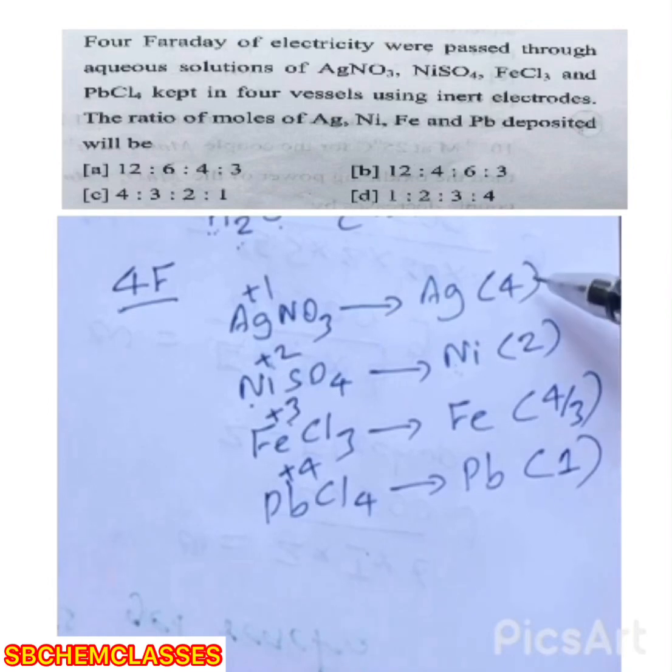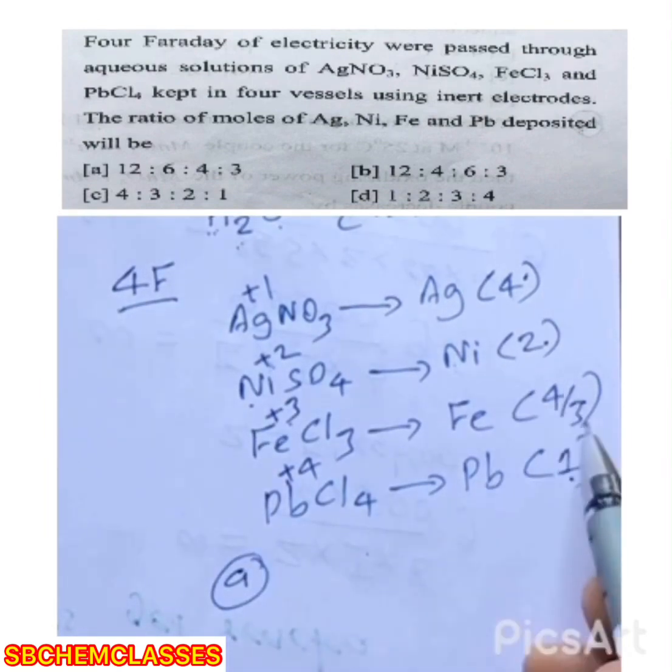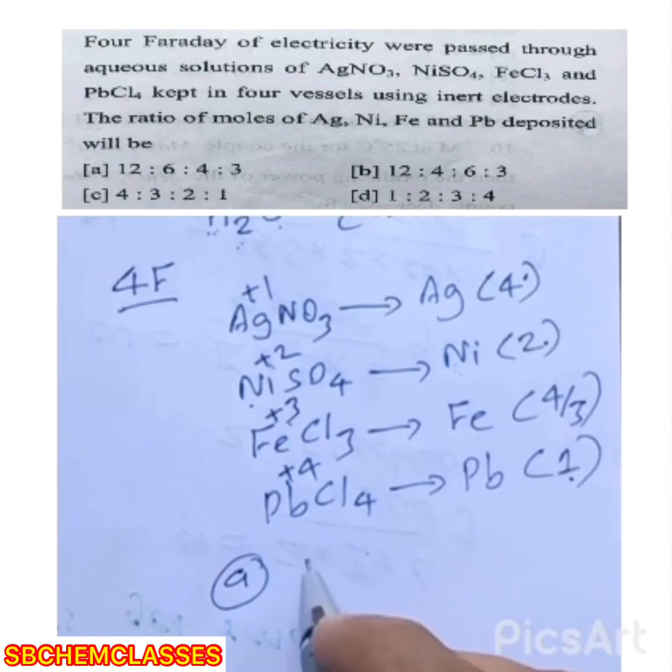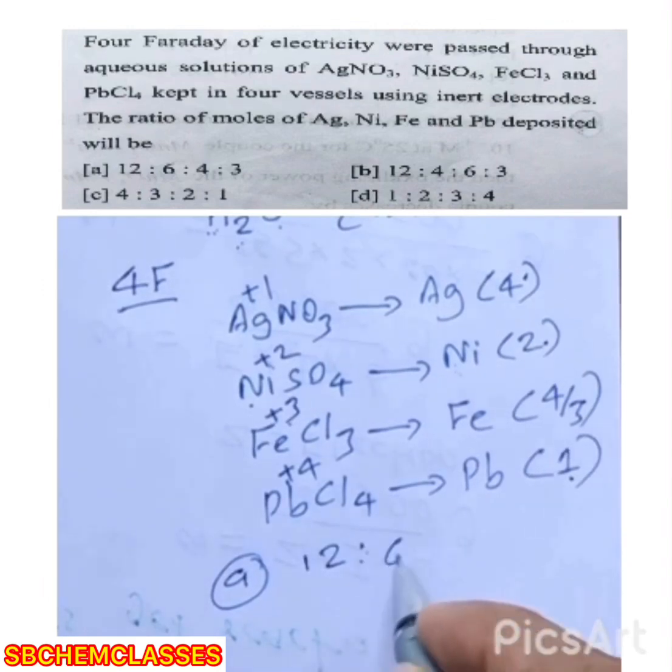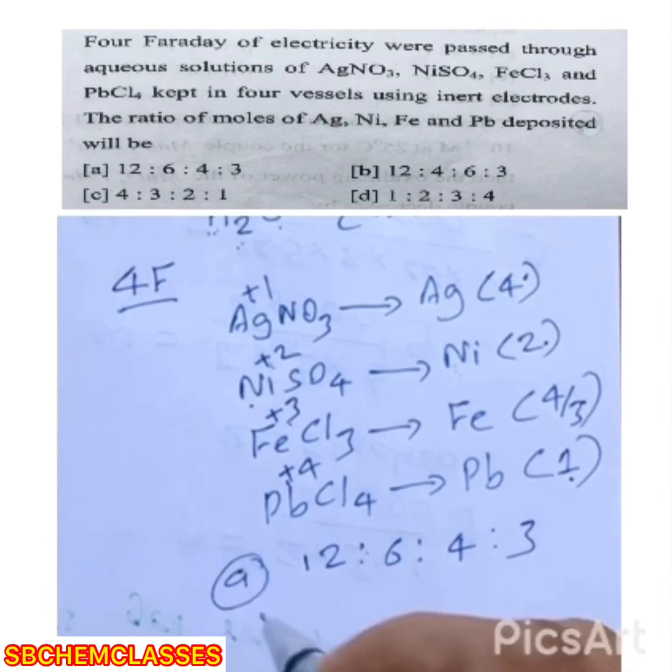So with 4 Faraday: 4 mole Ag, 2 mole Ni, 4 by 3 mole Fe, 1 mole of Pb. We can convert this into a ratio. The answer will be option A, that is, by multiplying by 3, 12 is to 6 is to 4 is to 3. Option A.